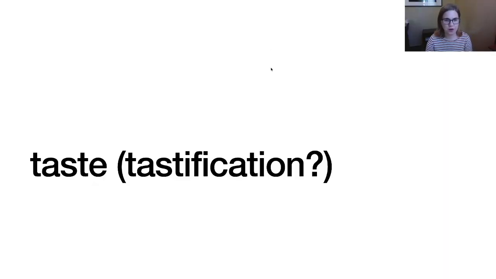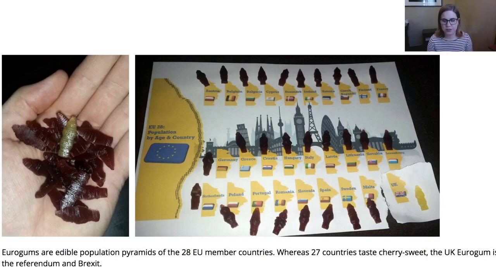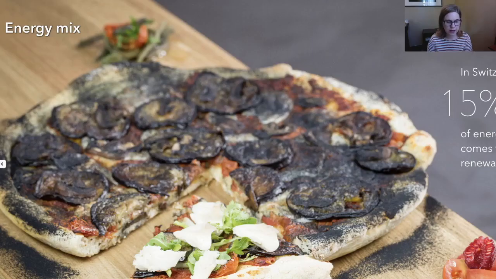We're getting into representing data using tastes. So maybe we could call this tastification. There are examples like this, also from data physicalization. It's gummy candies that are population pyramids of the EU countries. I love this project. It's called Data Cuisine. It's from Susanna Jaschko and Moritz Stefaner.